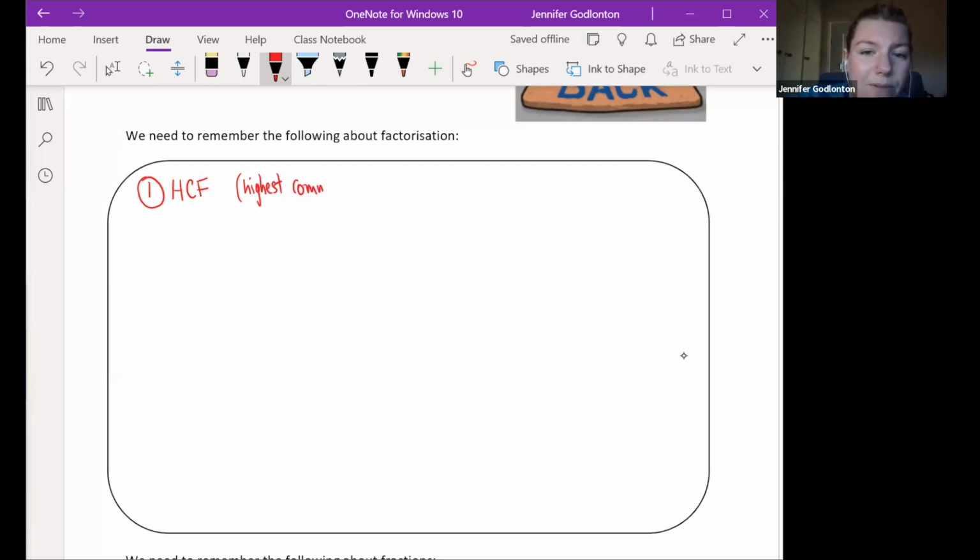So the very first thing we have to do is see, is there a highest common factor? Highest common factor is when we have a number, or variables, that can go into both terms. So for example, if we have 2x minus 8, we can see that a 2 can go into my first term and a 2 can go into my second term. If I factorize this, I would take out that 2 as my highest common factor and I'd be left with x minus 4. So that 2 is my highest common factor.